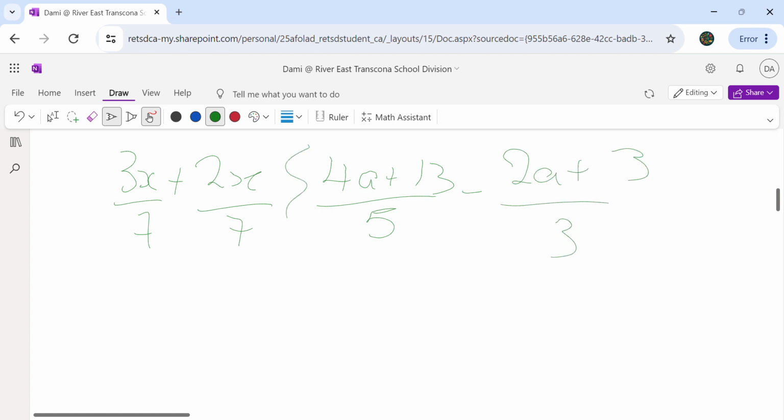We basically do it the same way except for the sign. Collect LCM, which is 7. 7 times 7 divided by 7 is 1 times 3x is 3x. 7 divided by 7 is 1 times 2x is 2x. So we have 5x over 7. Can we go further than that? No.